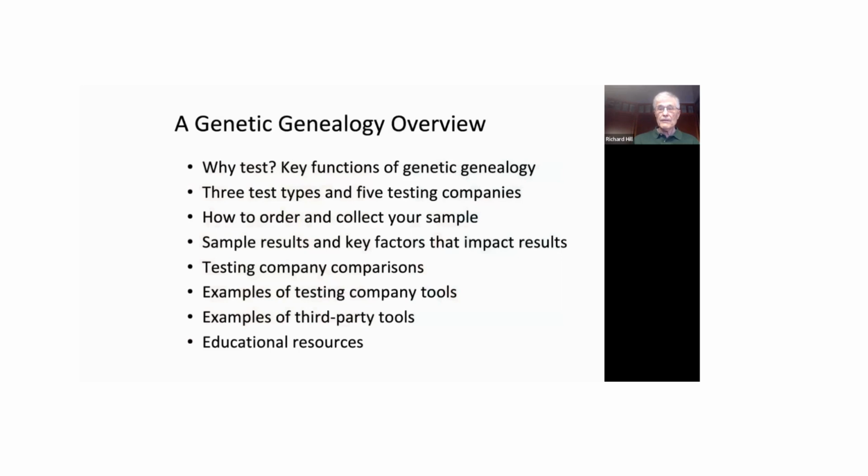So here's what we're going to cover. I'm going to start with the key things you can accomplish with genetic genealogy. I'll introduce you to 3 test types and 5 testing companies. We'll talk about how to order and collect your sample. Talk about sample results and key factors that impact those results. I'm going to do some testing company comparisons. I'm going to show you some examples of testing company tools, some more examples of what we call third-party tools by other companies, and then finally leave you with some educational resources.